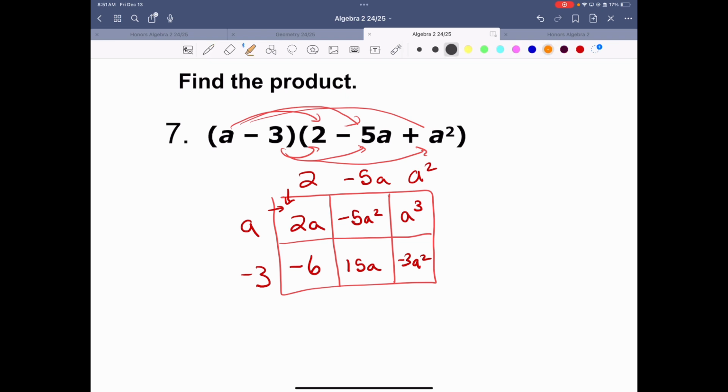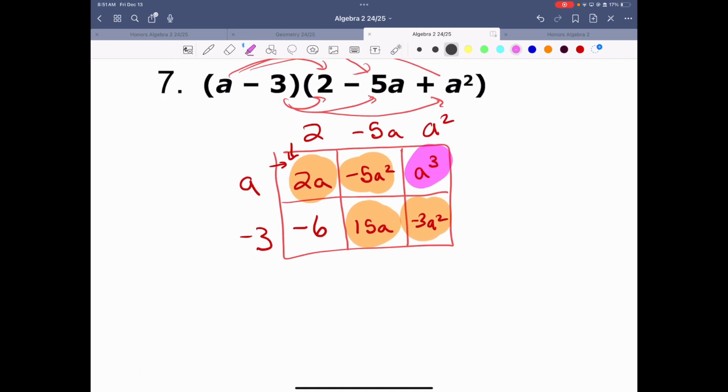Now I just start looking for like terms. I've got an a there and an a there. I've got a squared and a squared there. And I've got an a cubed, and then I've just got a number. So we want to put it in standard form. So I want to put my a cubed first. So it's just a cubed. I've got -5a squared and -3a squared. Now we're just adding these. So -5 and -3 is -8. That's -8a squared. We've got 2a plus 15a, which is 17a. And then -6.